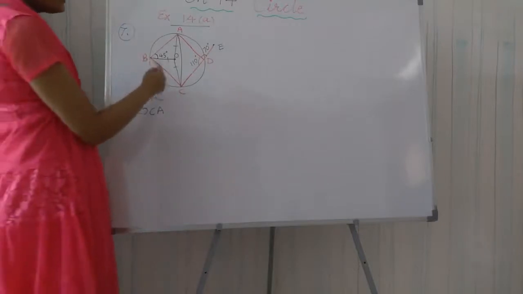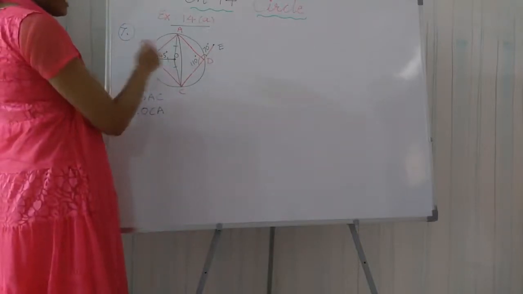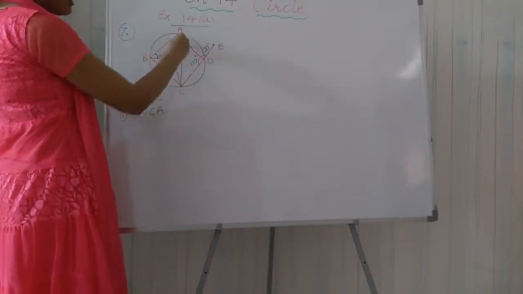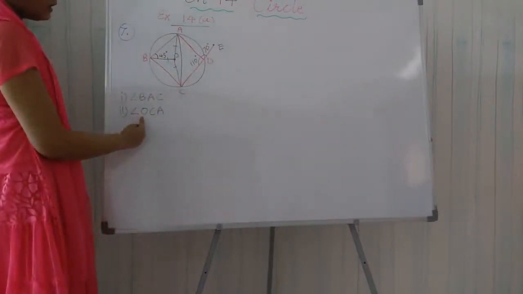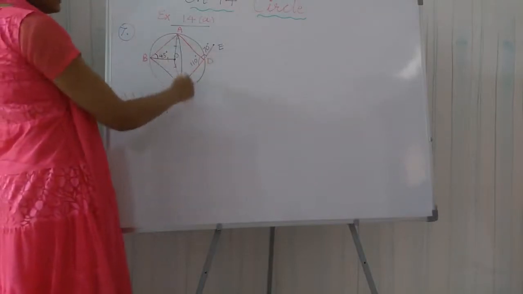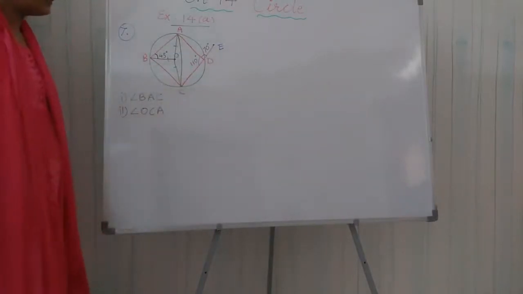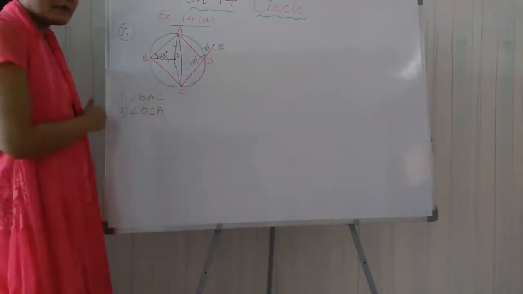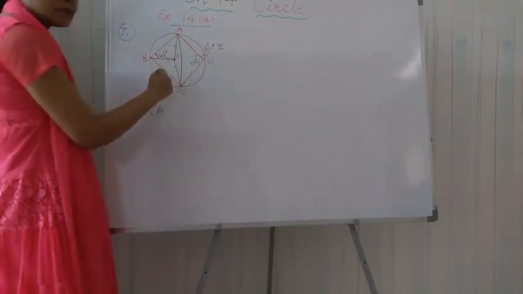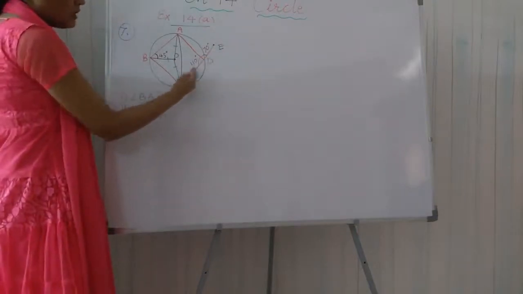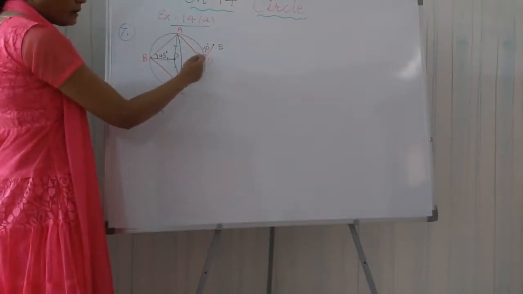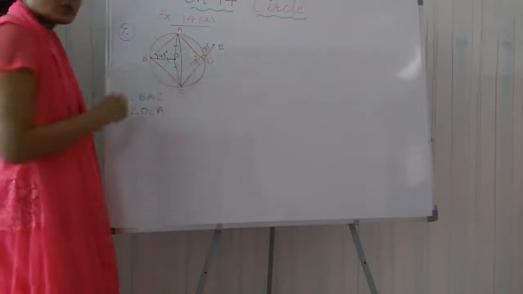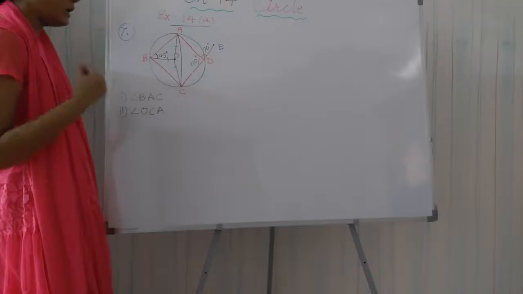For that students, this is the center O. So I have to join OA, OB and OC and also AC. Why? Because we need OCA. This angle also we need to find out. So now let us start our proof, or you can say the solution. So here 70 degrees is given and this is a straight line. So by linear pair I can write this is 110 degrees. Why? Because the sum of these two angles is always 180 degrees.